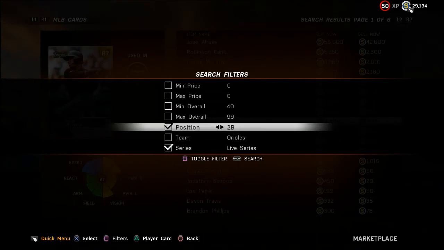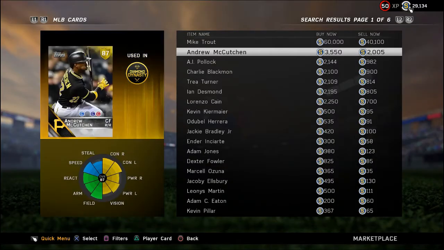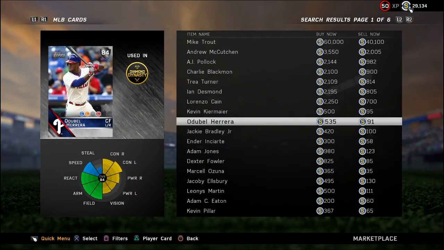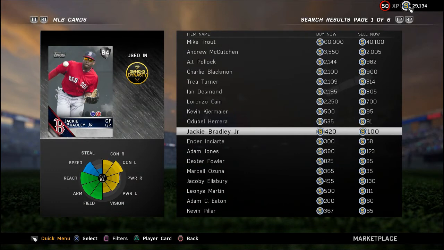And this is one of the reasons I don't like this method, is there are failed investments too. Jackie Bradley Jr., everybody all year thought that this card was going to be upgraded to a gold, and it never happened. And there were a lot of people that were stuck with like 200, 300 Jackie Bradley Jr.'s that they couldn't do anything with except sell them off for probably less than they paid for him.